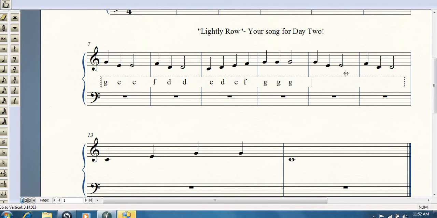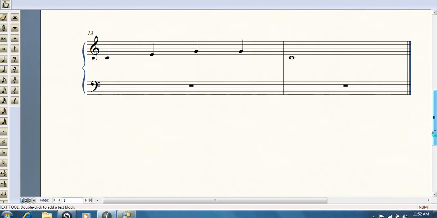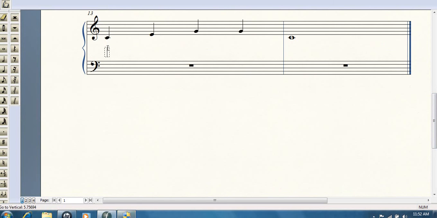Okay, let's look at this measure here. This is the same thing as this. So this is G. That's E. And that's E. And we've had this measure before. This is F. This is D. And this is also D. And finally, that brings us to our last two measures.